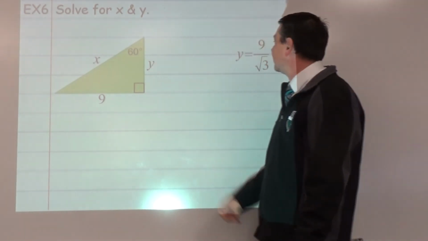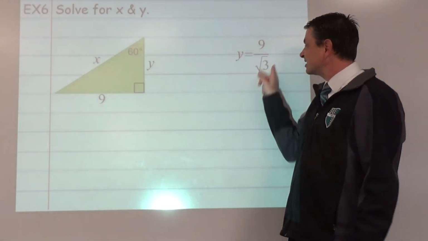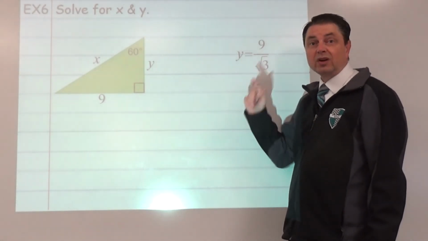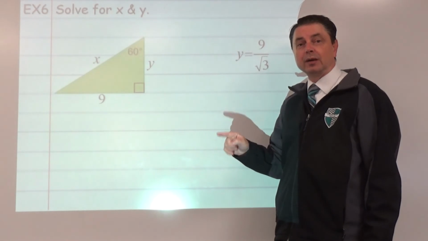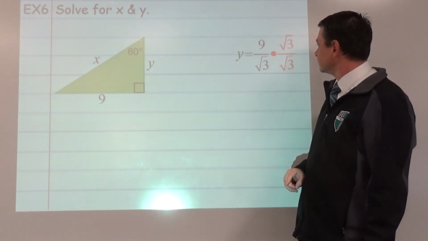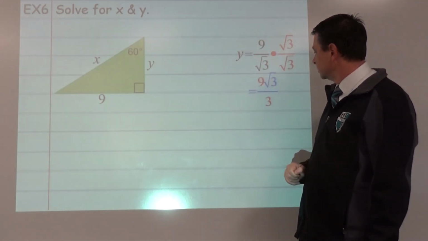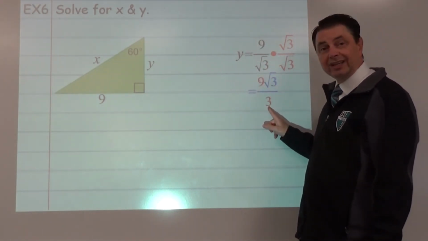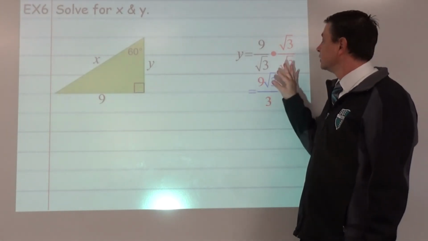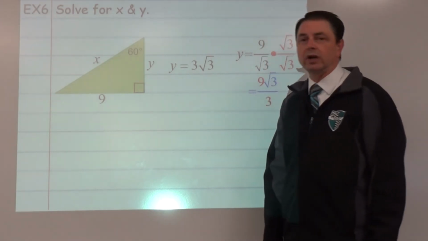Let's take a look at that. 9 divided by the square root of 3. Once again, we're going to need to fix the denominator. We're going to need to multiply top and bottom by the square root of 3. So we get 9 square root of 3 over 3. 9 divided by 3 is 3. Square root 3, that's our y. Y is 3 square root of 3.